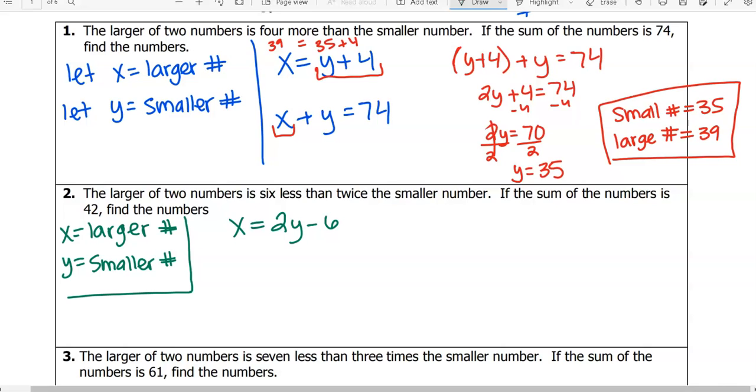And the sum is 42, so how do we set that up? What is sum? Adding. So if I say the sum of the numbers is 42, how do I show that as an equation? X plus y equals 42. If I add them together, it's going to equal 42.